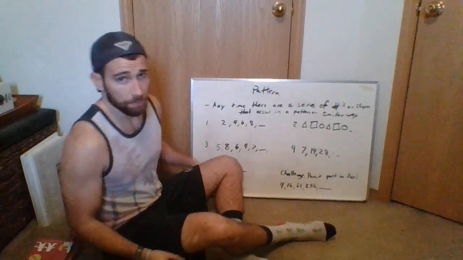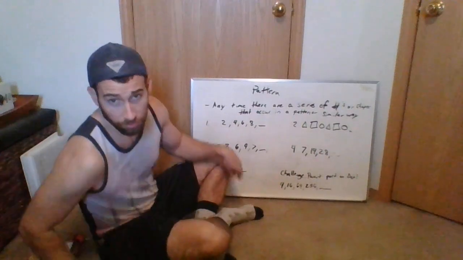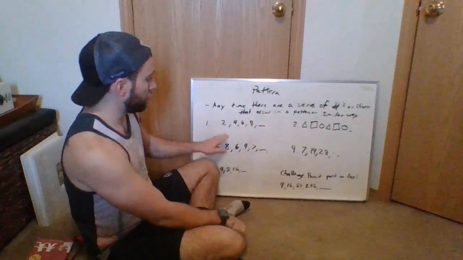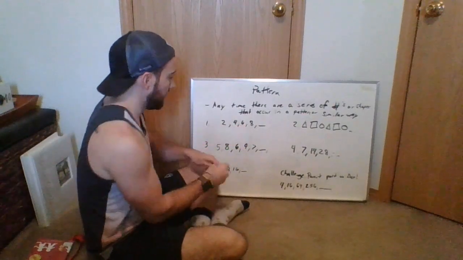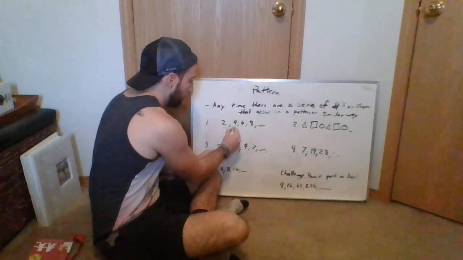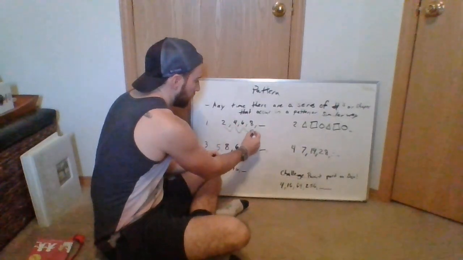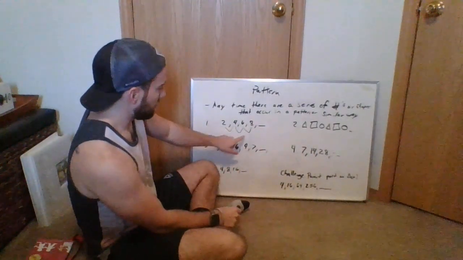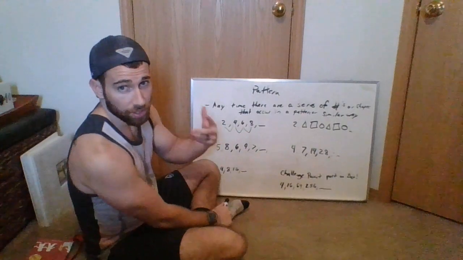So our first example is pretty simple, but we're trying to identify the pattern. And it goes 2, 4, 6, 8. So from 2 to 4, from 4 to 6, and from 6 to 8. So it leaves you wondering, what is this pattern? How are we going from each of these numbers?